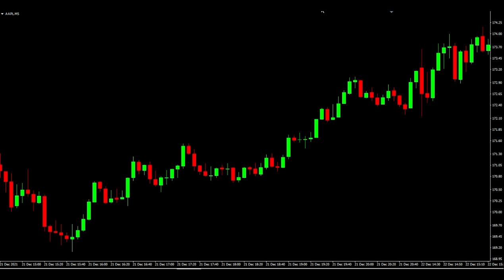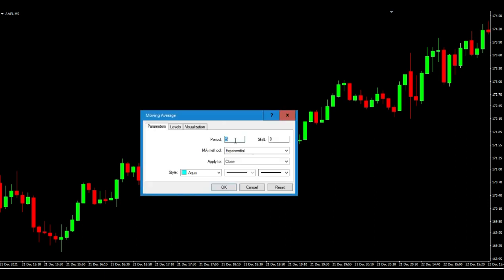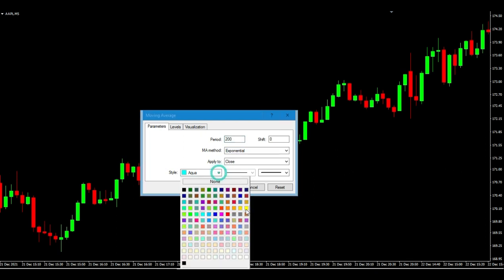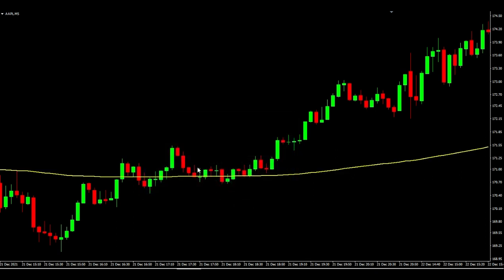First of all, we're going to open a 5-minute Apple chart. Here is a 5-minute Apple chart, and first I'm going to put on an indicator, the moving average. We make it a 200 period moving average, exponential, close, give it yellow color and click OK. Now here is the 200 period moving average.